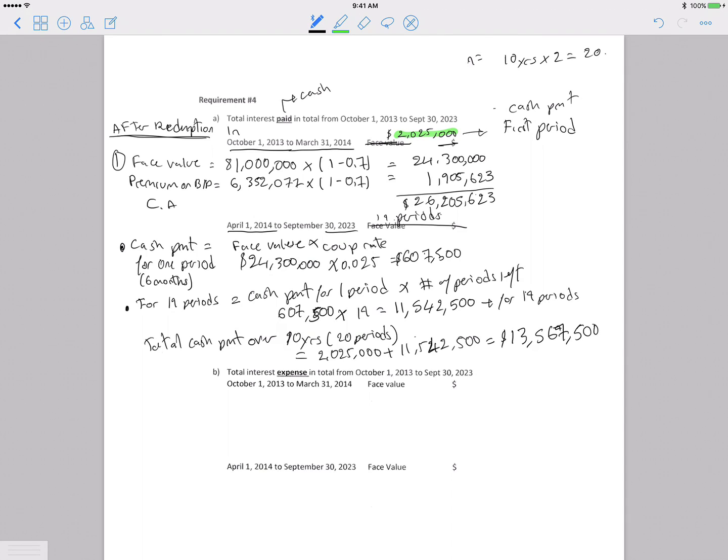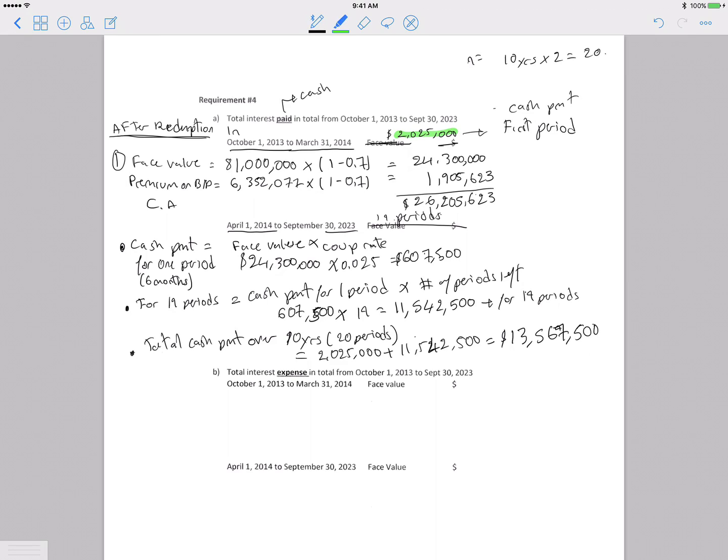Right. So just to make sure everyone understands and follows what we did: on March 31st, before the redemption, we paid 2,025,000 of interest. This is the cash payment we made on March 31st, 2014. And then right after this payment, the company redeemed 70% of the bonds, which means we have only 30% of the bonds left. And we've been asked to calculate the cash payment that the company is going to make over the 10-year life of the bond. We know that this 10 years has to be multiplied by 2 because there are 2 payments per year. So for a total of 20 periods, we made a payment for 1 period. We have a total of 20 periods, so we have 19 periods left.